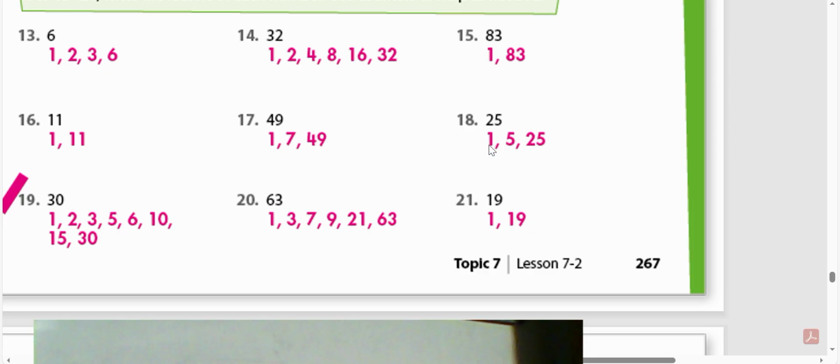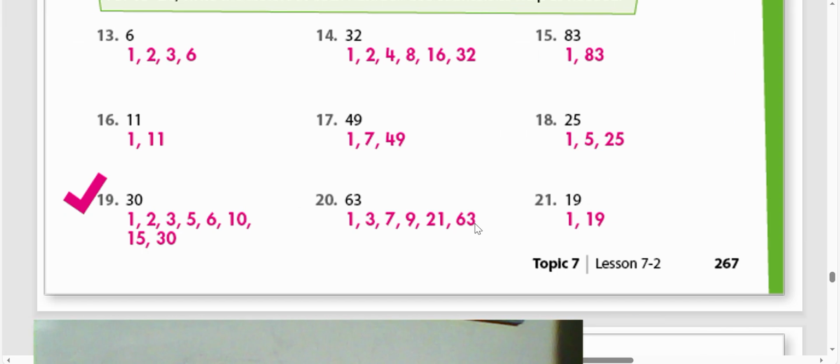25 is divided by 1, 5 and 25. We can't repeat 5 here, because we must write the factors only once. 19 is a prime number, divisible by 1 and 19. 63: 7 times 9 equals 63, 1 times 63, 3 times 21.